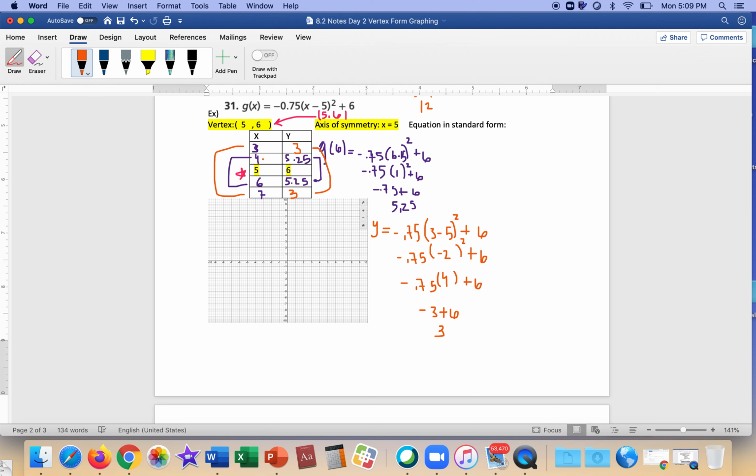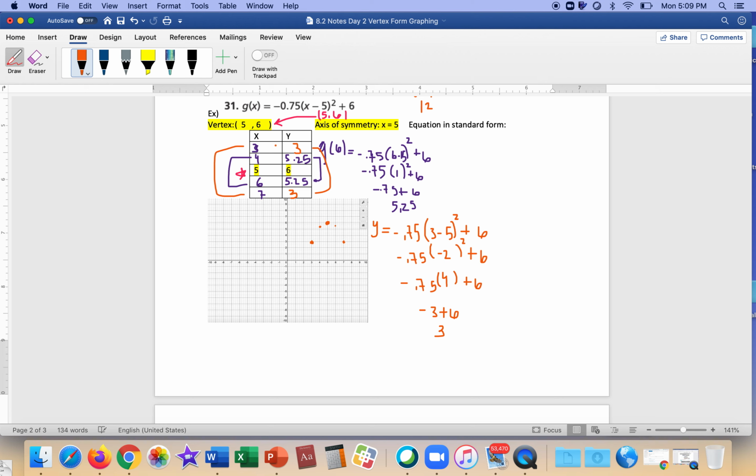If you don't believe it, just plug in any numbers smaller than 5, any numbers greater, and then plot those points. So now when we go to our graph, I like to do the center first, so we have 5, 6. So 5, 6 is right about here. We have 3, 3. 3, 3 is right about there. We have 4, 5.25. We have 6, 5.25. We have 7, 3.